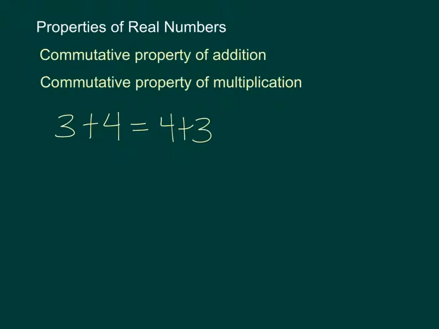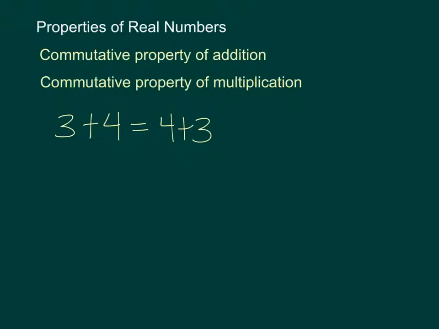Now, if we did this for subtraction, it would not work. 3 minus 4 is not the same thing as 4 minus 3. That's why we don't have a commutative property of subtraction, because it doesn't work. When you swap the order when you're adding, that's commutative because you're swapping order, and property of addition because you're adding.